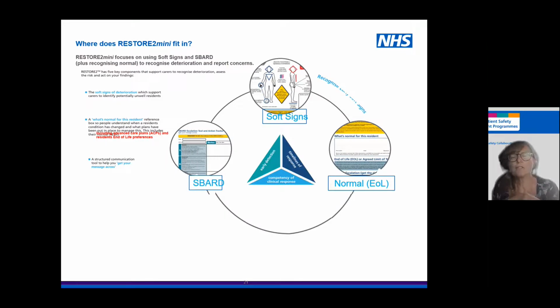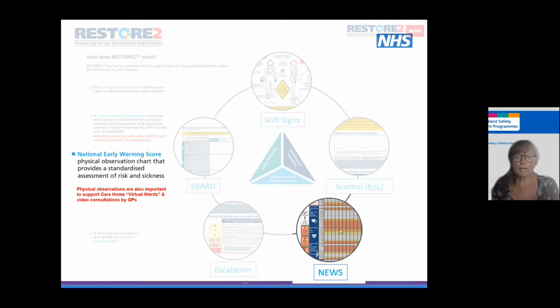So this is where the difference happens between Restore2 and Restore2 Mini. Restore2 Mini is designed for learning disability services, where maybe the people they're supporting wouldn't tolerate having a blood pressure cuff on, or maybe having pulse oximetry. If you're using Restore2 Mini, you work on the soft signs, what's normal for the resident, and then you go on to the escalation tool, which is the SBARD. So you'd have those 3 elements. If you're using the full Restore2, this is when you'd start looking at the national early warning scores too.